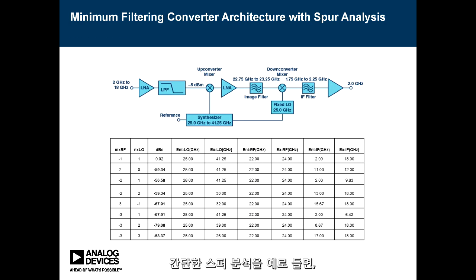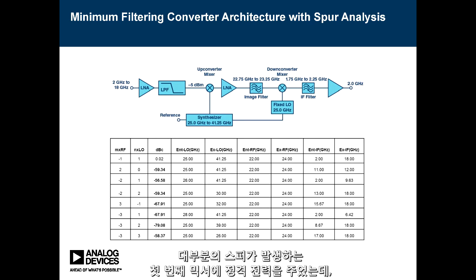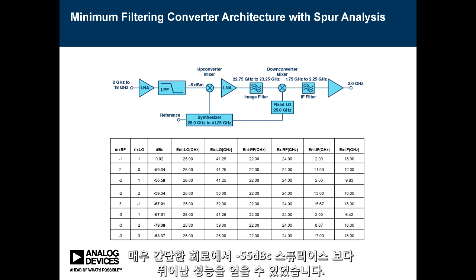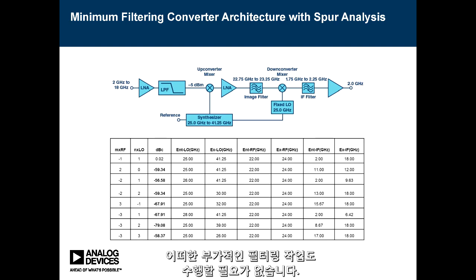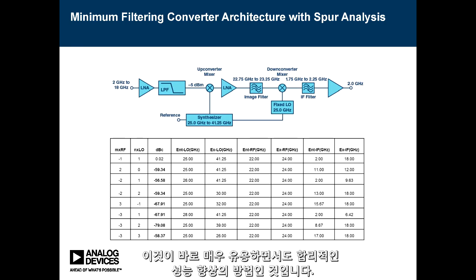Just a simple spur analysis example of this. If we have a normal power to the first mixer, which is where most of the spurs are created, we can get greater than minus 55 dBc spurious from something that's a very simple circuit. We don't have to do any additional filtering to get that. And again, that's reasonable, very useful performance from this.